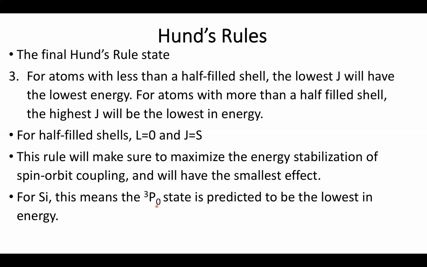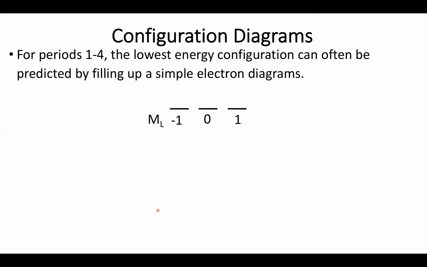However, if I'm just remaining in the lower periods, say periods 1 to 4, where Russell-Saunders holds pretty well, we do have a shortcut we can use, and most of you will probably like this because it tends to be very visual. What we can do is take a simple electron diagram. In this case, let's walk through the p orbitals. As a reminder, the m sub L value on the left will be negative, and on the right will be positive. And I'm going to fill up my subshells left to right, 1 electron at a time.